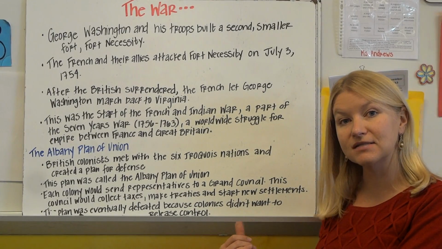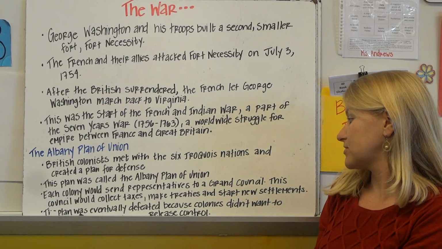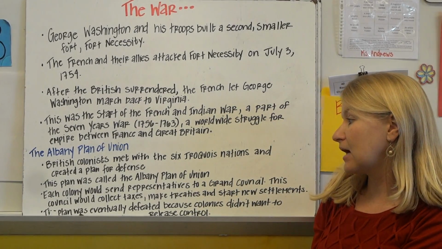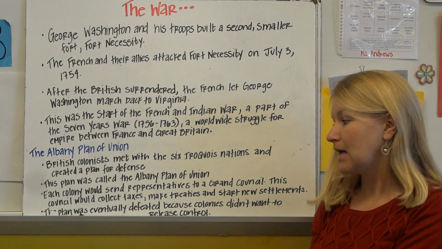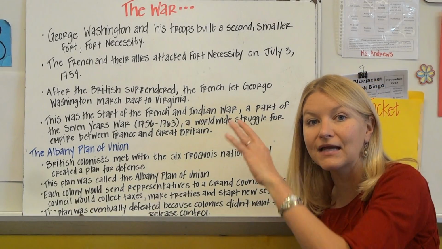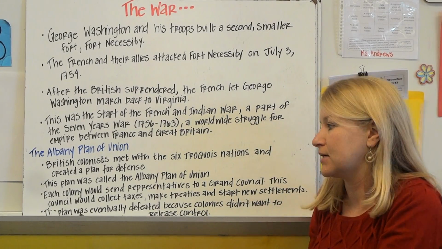So essentially what it said was that each of the 13 colonies would send a representative to this Grand Council, which would be the government. This council would collect taxes, make treaties, and start new settlements. So it really formed this government system that had not been formed previous to this point.